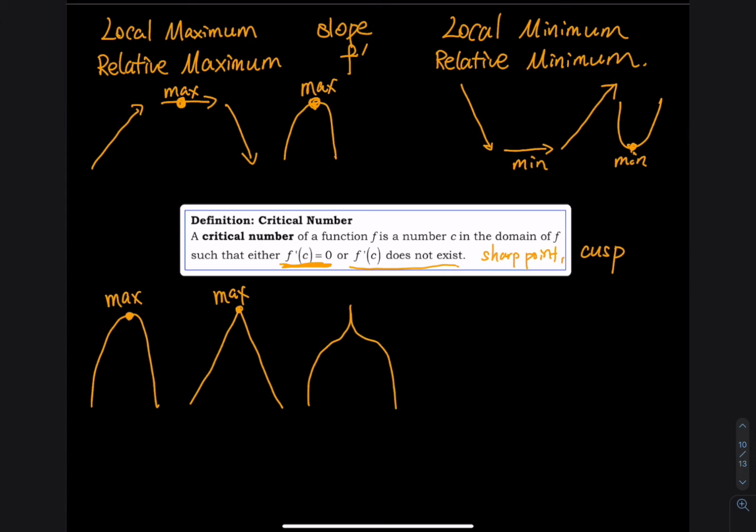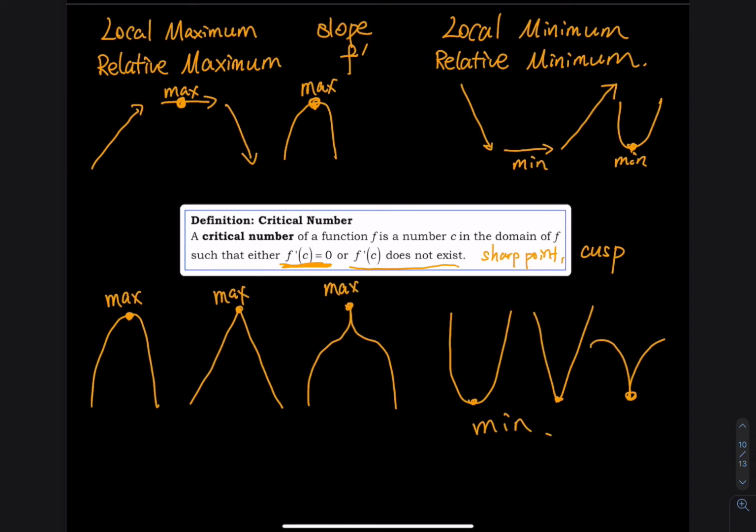So this is also a max. We call that a cusp. What about minimum? So minimum, we can have this. So this is a minimum, right? And then this, and then this. All right, so this is a min, this is a min, this is also a min. They are all local minimum.